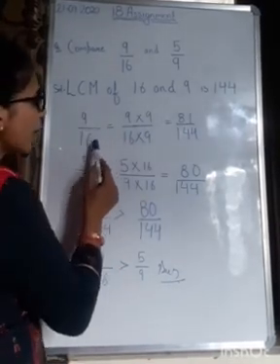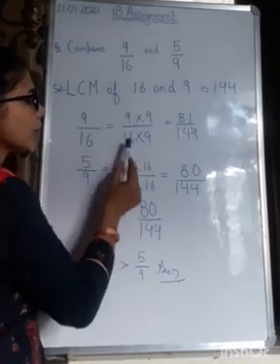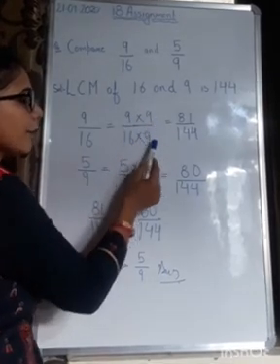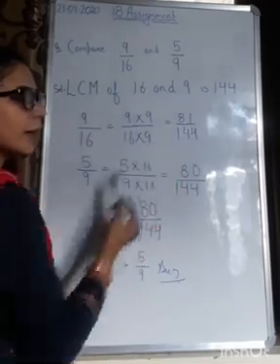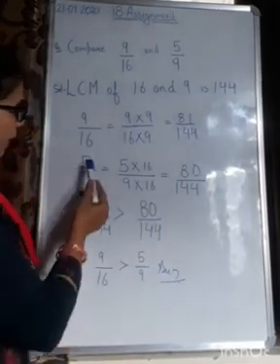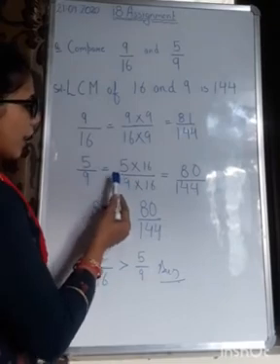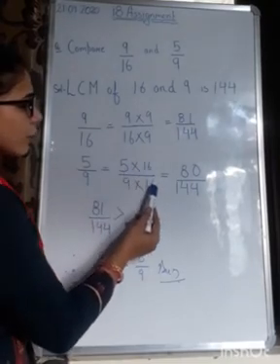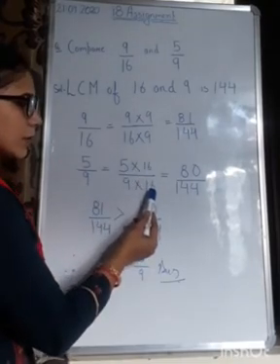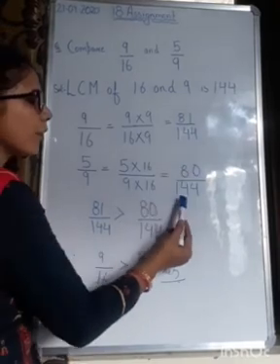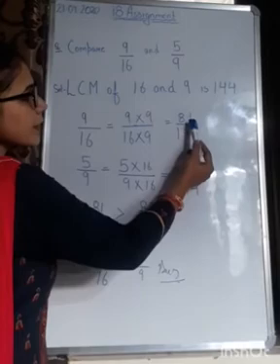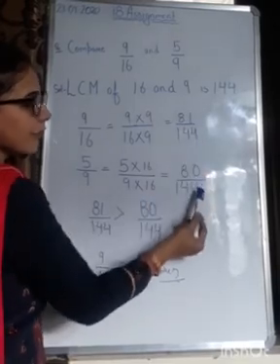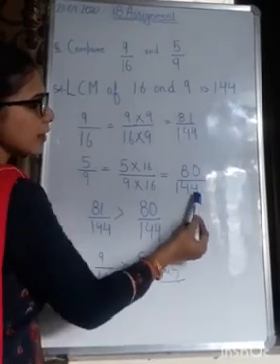So how are you going to do that? By multiplying the numerator and the denominator of the fraction by 9. So 9 nines are 81 and 16 nines are 144. Take the next fraction, and I have multiplied both the numerator as well as the denominator by 16, and I am getting 80 upon 144. Clear? Now you can see that these two fractions are like fractions, as the denominators are the same.